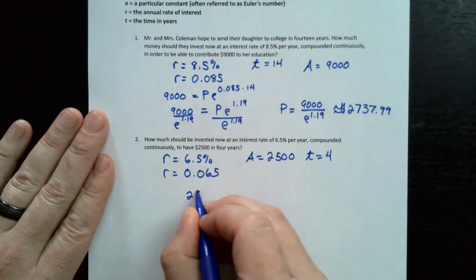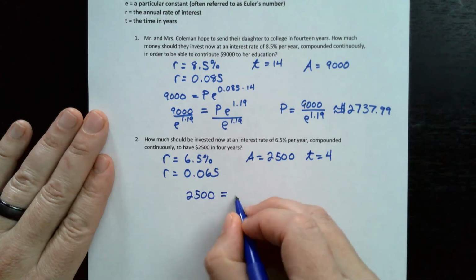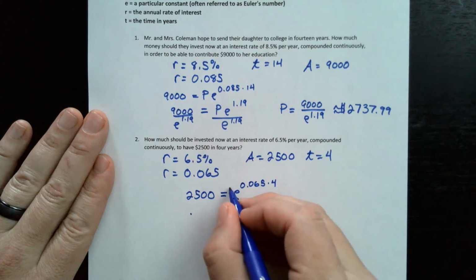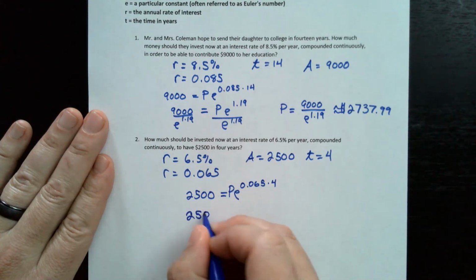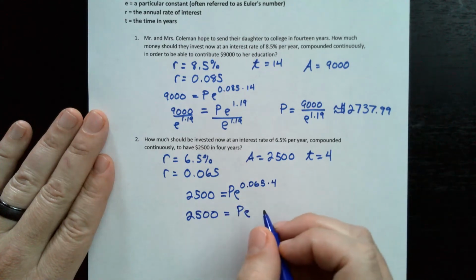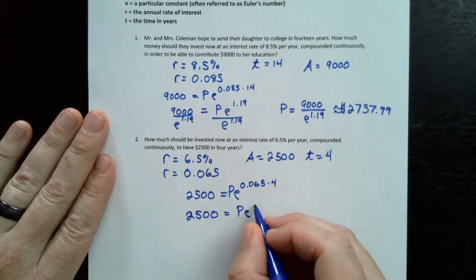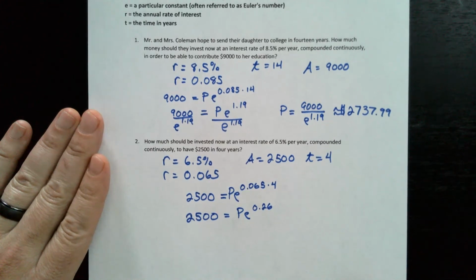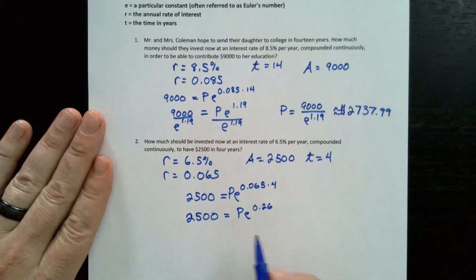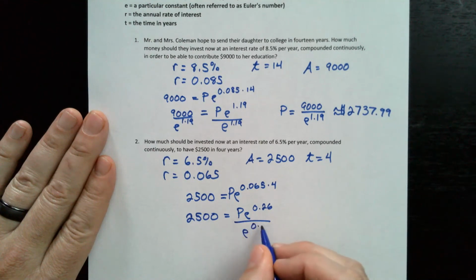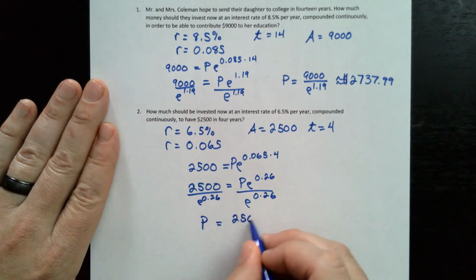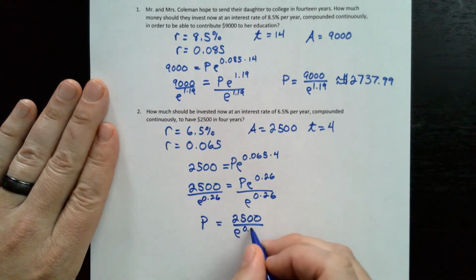Okay, so we get 2,500 equals e to the 0.065 times 4, whoops, I forgot my P, which is 2,500 equals P times e to the 0.26. Okay, so when we solve this for P, divide both sides by e to the 0.26. Okay, so that gives us P is equal to 2,500 divided by e to the 0.26.